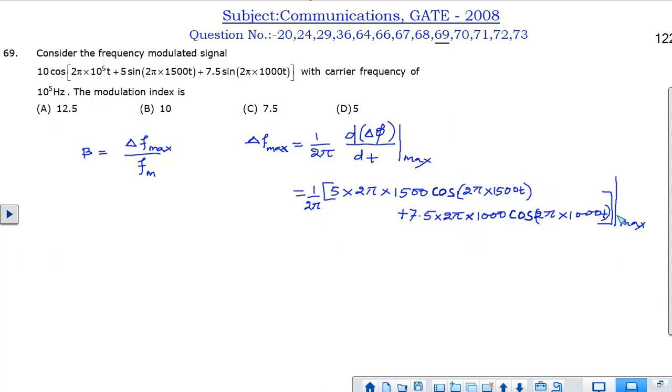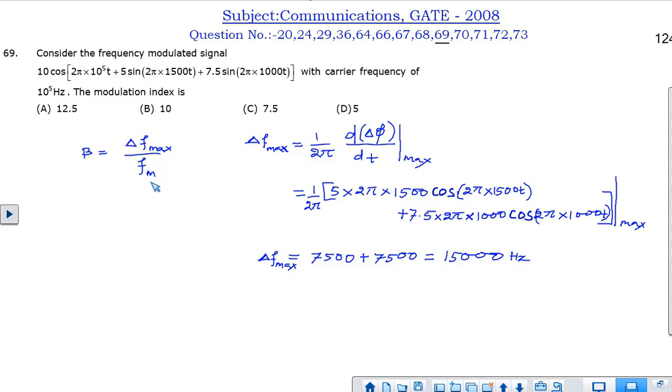This 2 pi will be cancelled. As both the functions are cos, the maximum value will be simply the summation of their amplitudes. So here the amplitude is 1500 into 5, that is 7500, and here also 1000 into 7.5, that is 7500. 2 pi will be cancelled. So what is the del f max? Del f max is simply 15,000 hertz.